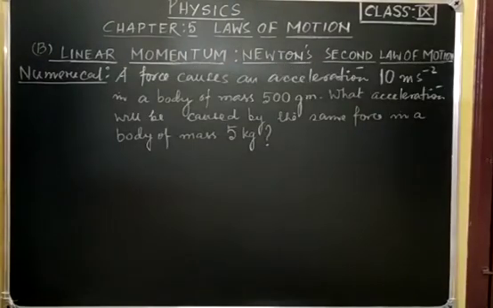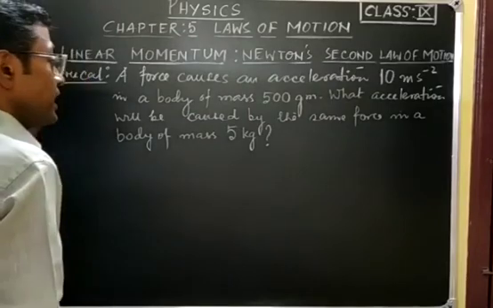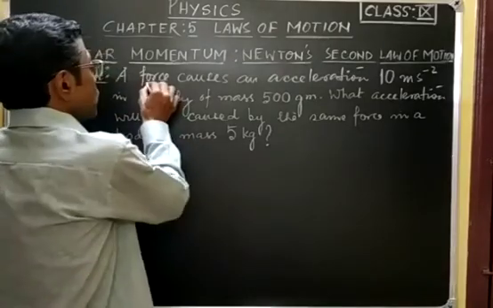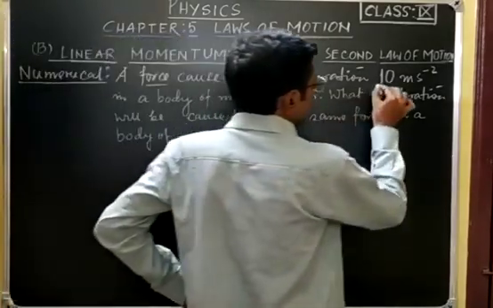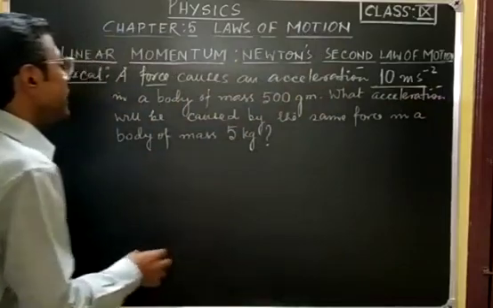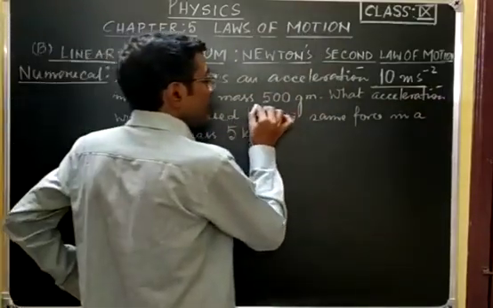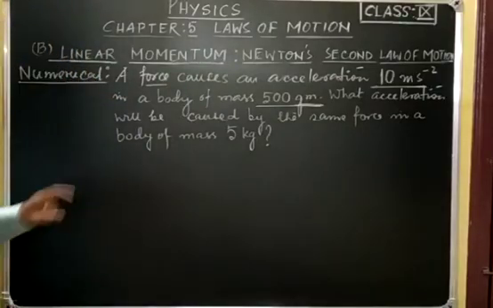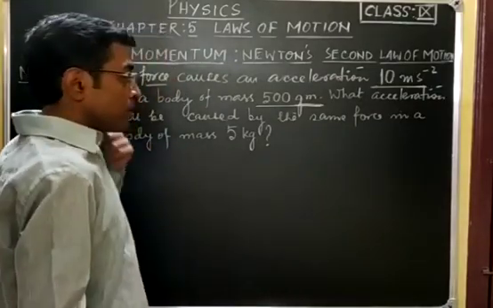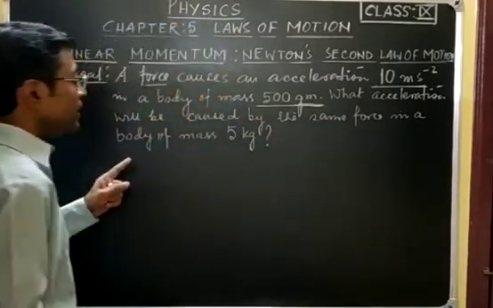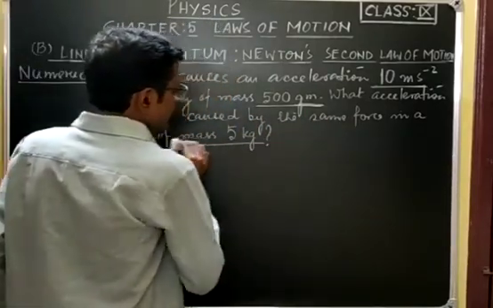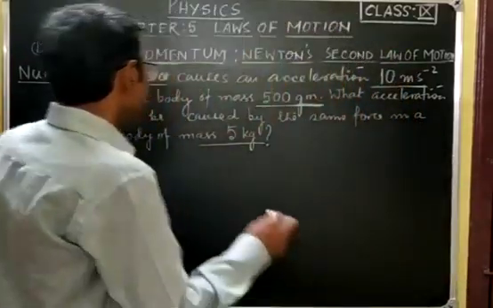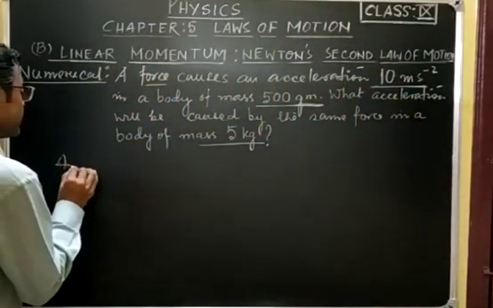The next numerical is like this. A force causes an acceleration of 10 meters per second squared in a body of mass 500 grams, not kg. What acceleration will be caused by the same force in a body of mass 5 kg? First of all, from the first given condition, we will find out the amount of force. So here, I am doing the answer like this.